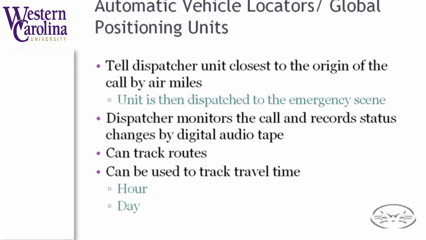Another thing that helps with that also is automatic vehicle locators and global positioning units. These tell dispatch units the closest unit by air miles. A unit can be dispatched to the emergency scene that is the closest, based on some analysis of all of the available units in a system by looking at the global position, if you will, of particular units.